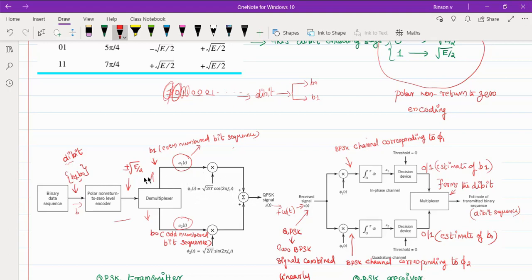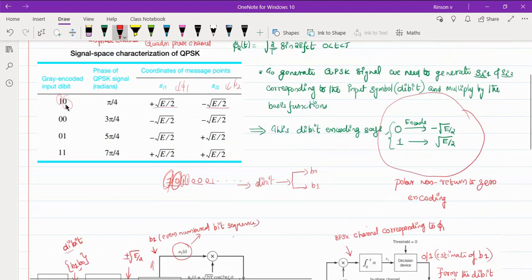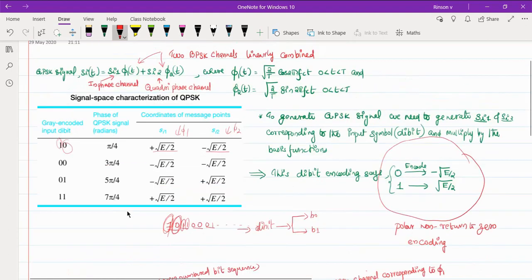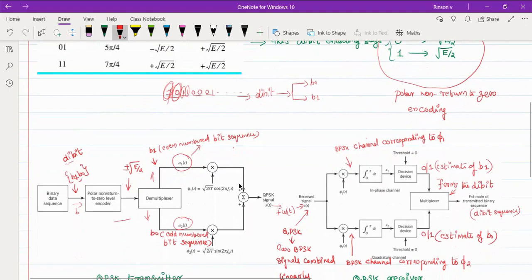So what you are doing is, you have the bits coming in, so take the first bit. Bits are coming in series, right? So you will get this bit first, then the other bit. When you get this bit, you will branch that to the B0 bit position here. When you get this bit, you will branch that to this position, and then you will simply multiply it with the basis function and finally add to generate the QPSK signal.